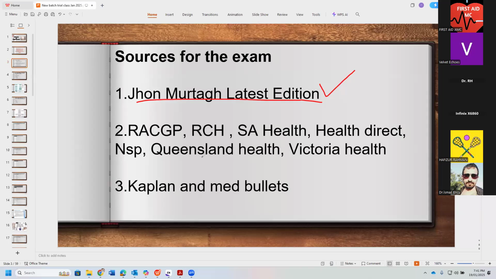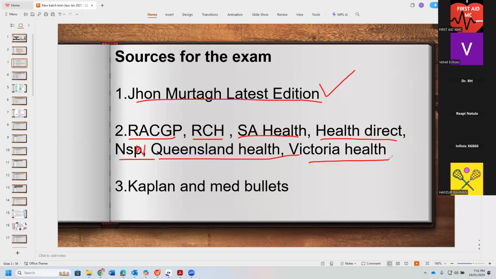Now the guidelines that we use are the Royal Australian College of General Practitioners, Royal Children's Hospital, SA Health for obstetrics and gynae, New South Wales, Queensland Health, and Victoria Health. These are also state-based, but sometimes some topics are well explained in the guidelines in one state. So we try to give the guideline that is quite comprehensible and is practiced generally everywhere.